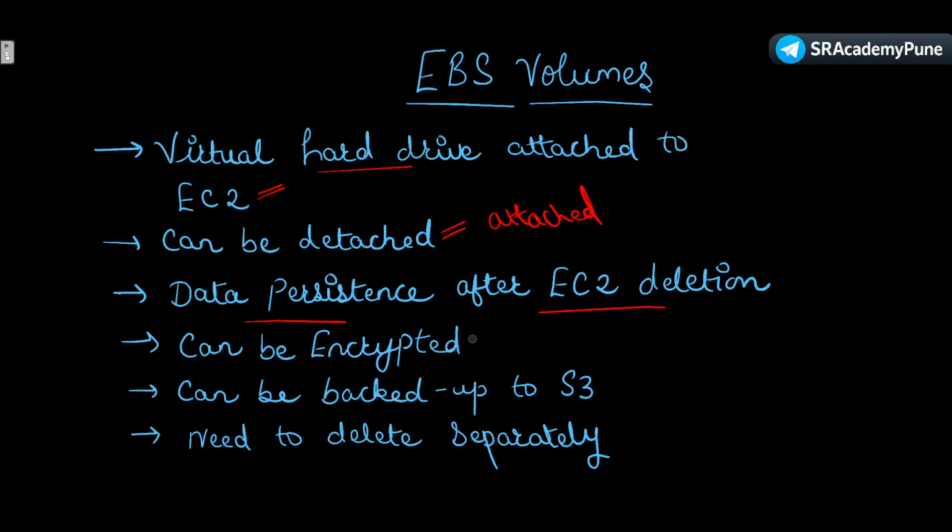Certain added benefits that EBS volumes provide us is that the data can be encrypted. If the data is highly sensitive, you can encrypt it using a KMS key, and you can create a backup of it to S3. As a DevOps engineer or as an infrastructure manager, you can automate its backup to S3 using the AWS Backup service. So remember, it's an important point that you as a DevOps engineer must remember.